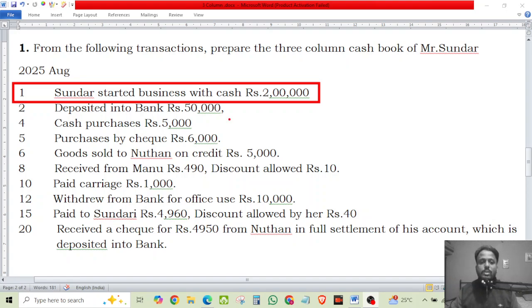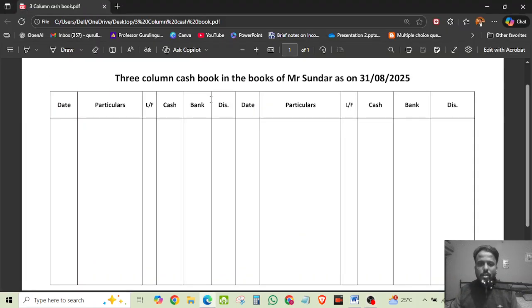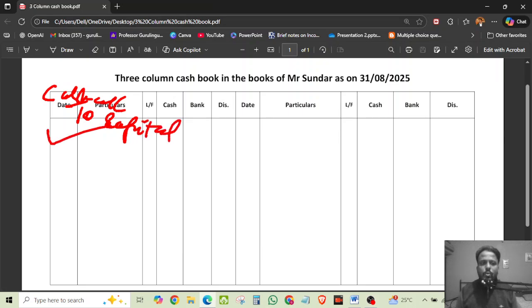To capital account, because here Sundar is bringing the cash in the form of capital, so therefore cash account debtor to capital account. If we see the format here, on the debit side you are supposed to represent transactions by the word to, and on the credit side you are supposed to represent all the transactions by the word by. So here the transaction is cash account debtor to capital account. Where does to appear? To will appear in the debit side and by will appear in the credit side.